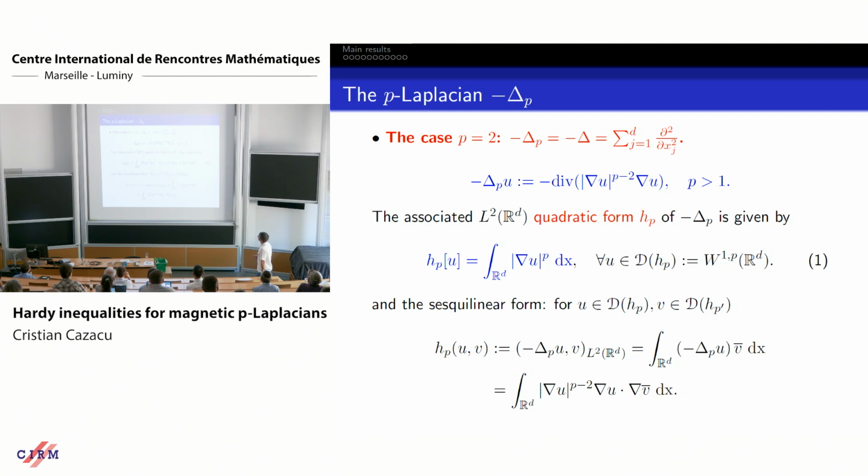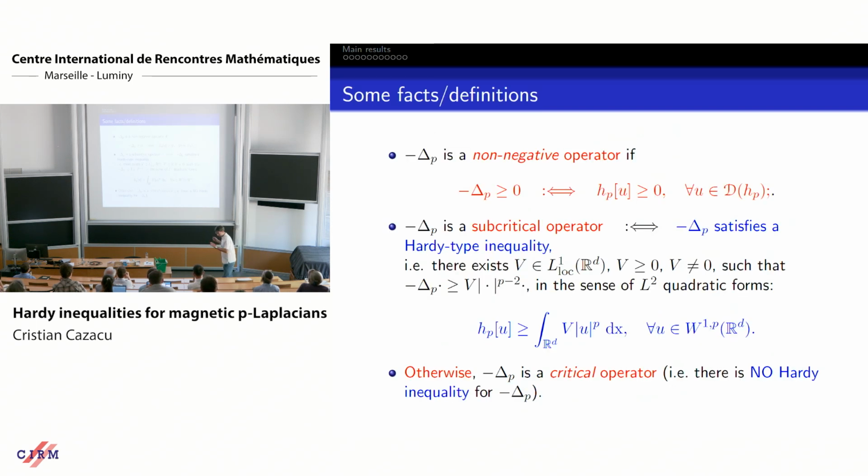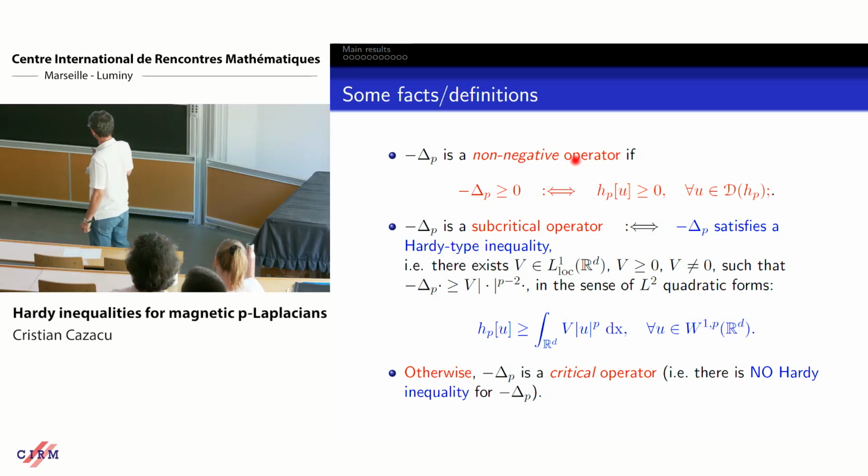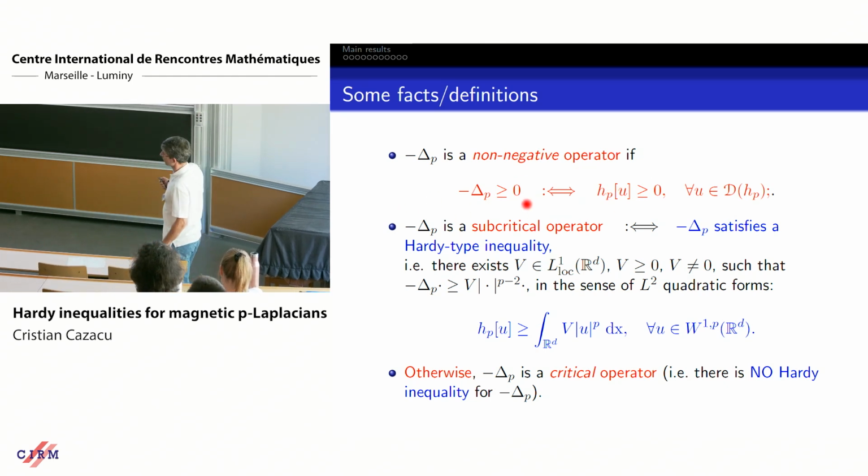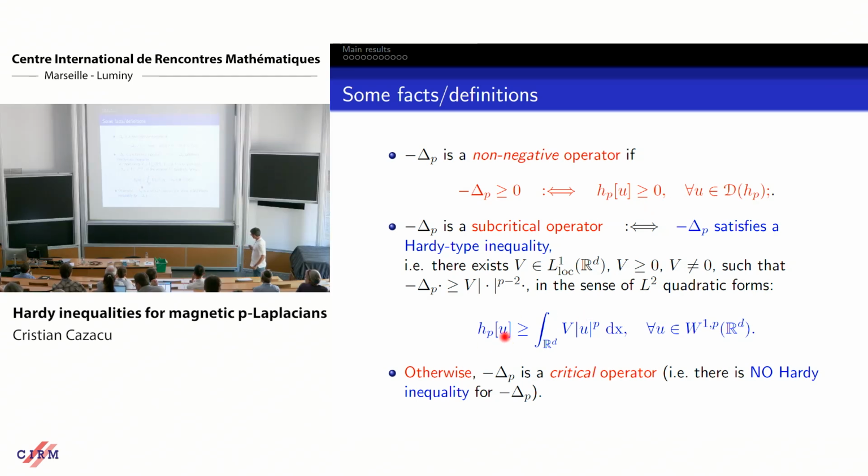The aim of my talk is to concentrate not really on the p-Laplacian, but on the p-Laplacian in the magnetic framework. But first I apologize that I'm going to repeat several facts that were already introduced in the morning, but for the sake of clarity of my presentation, I think it's useful to go through them. So the minus p-Laplacian is a non-negative operator because the associated quadratic form is non-negative. And we say that it's a subcritical operator if it satisfies a Hardy type inequality. That is, there exists a locally integrable, non-negative, non-trivial function V, this potential V, so that the quadratic form is bounded from below by this quantity. So subcriticality means that we still have something in between here.